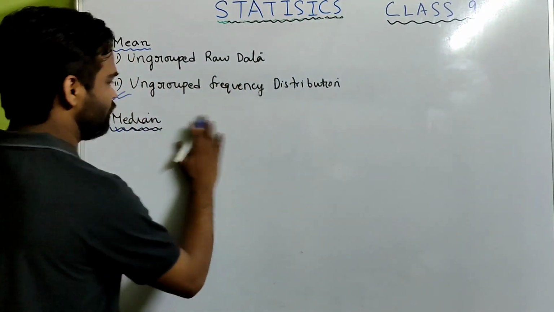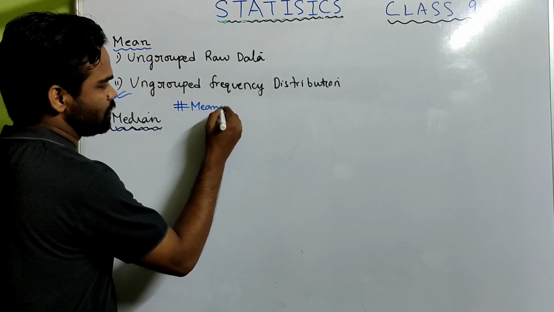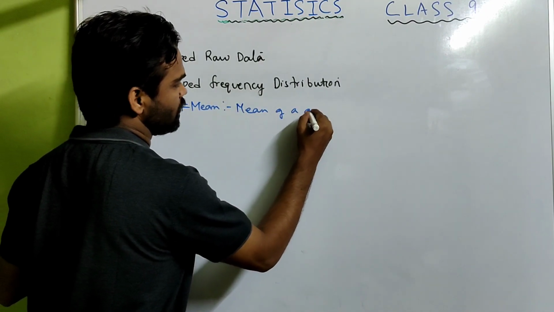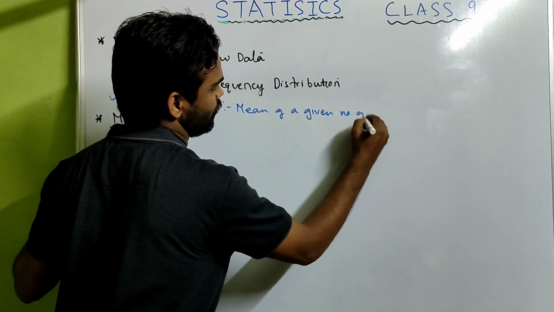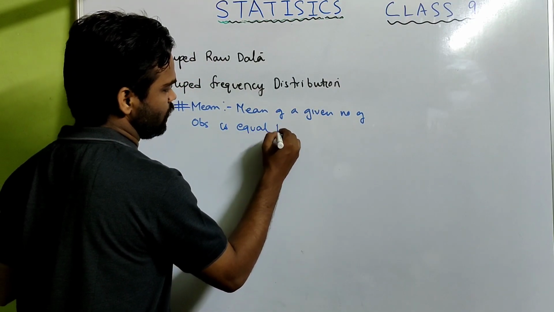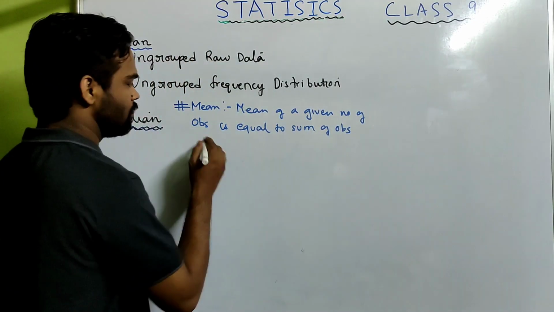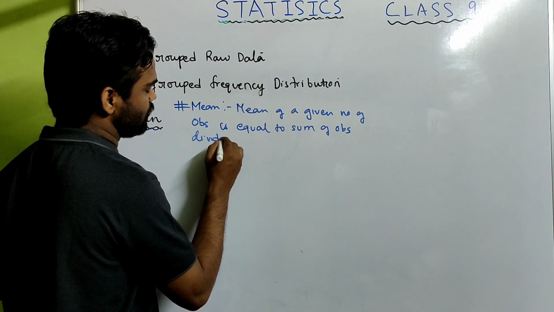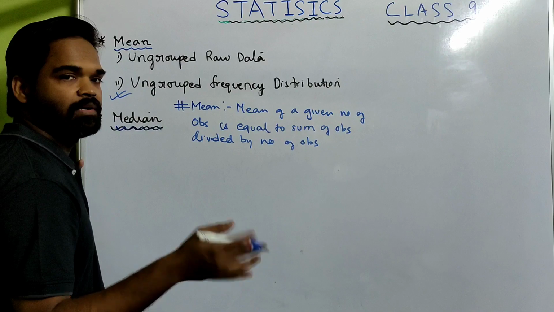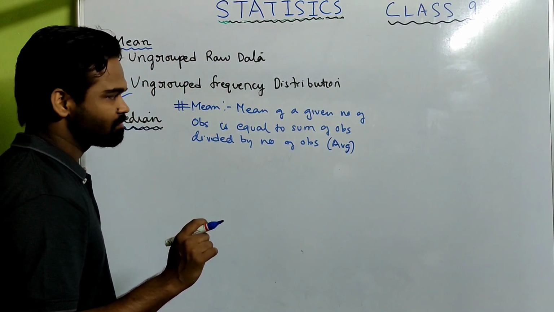Let's get started. First of all, when I talk about mean, the mean of a given number of observations is equal to the sum of observations, you add all, divided by the number of observations. How many observations were there? Which is similar to average, isn't it? We used to find average like that.